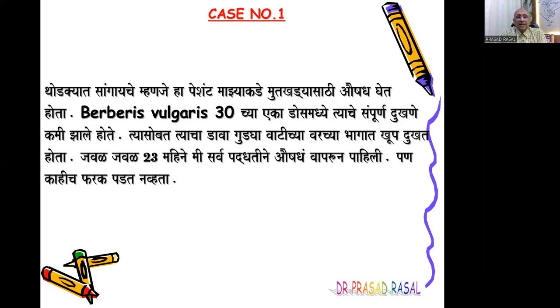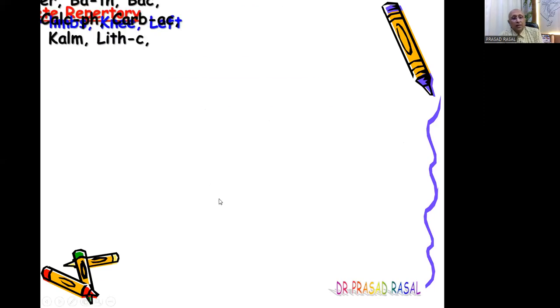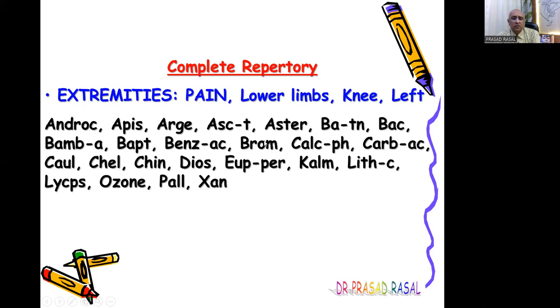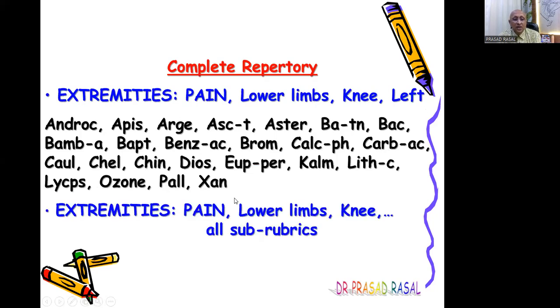Along with that, she had a pain in her left knee, which was continuously persistent and not getting settled. It was present continuously for two to three months and was not recovering. I used all those remedies, considering extremities, pain, lower limbs, left knee, and all the sub-rubrics, but nothing worked.